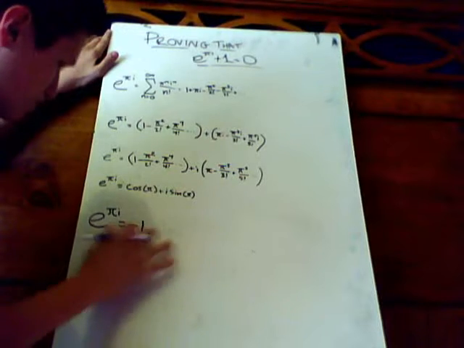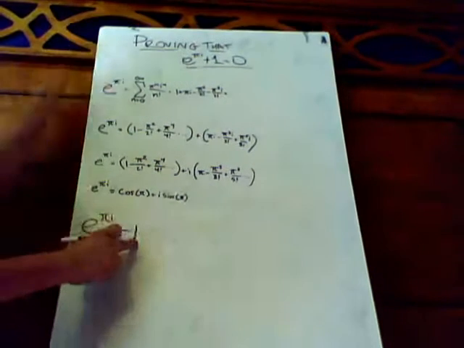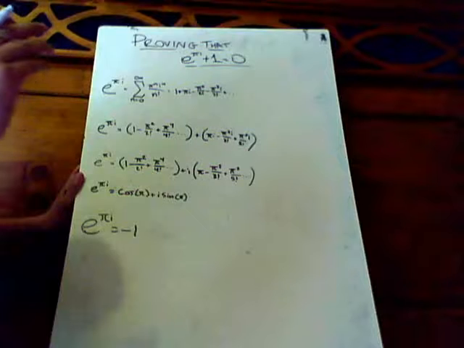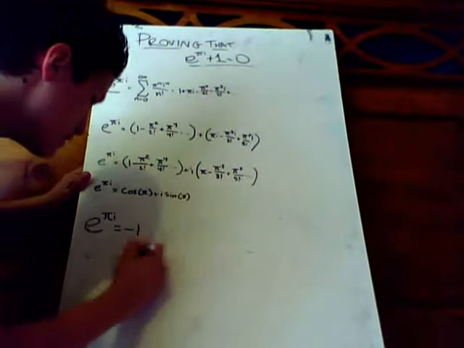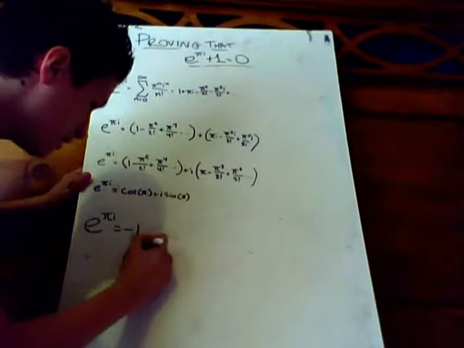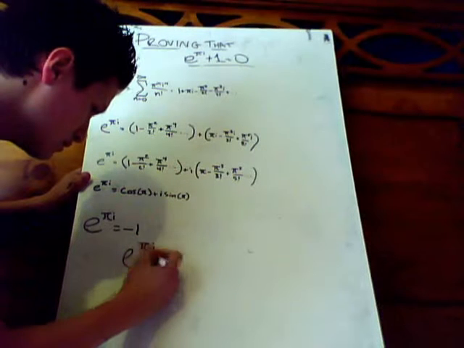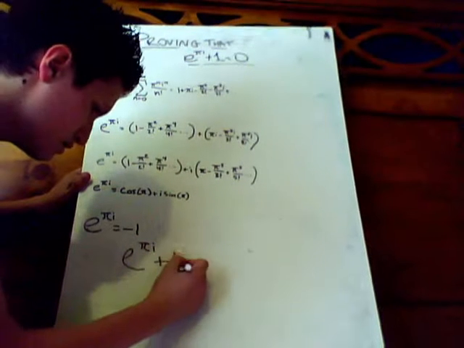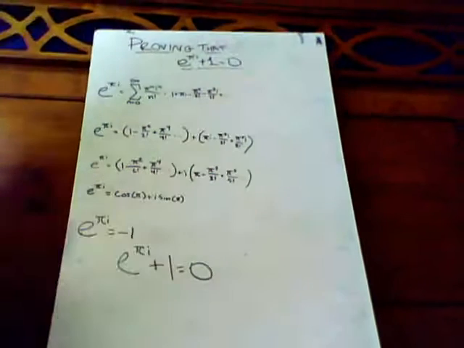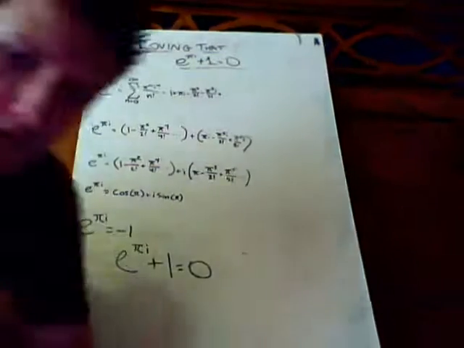This cancels out. e to the pi i equals -1, which means e to the pi i plus 1 equals 0. Well, ladies and gentlemen, you just proved Euler's identity.